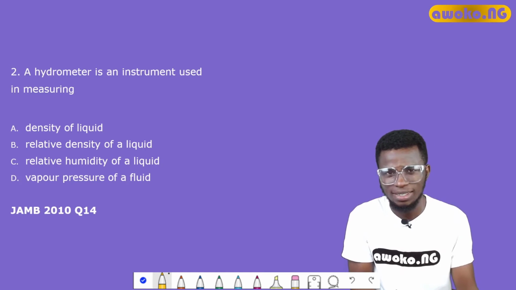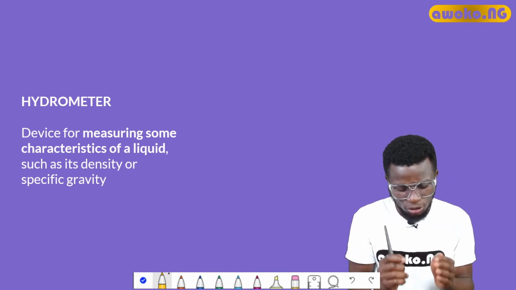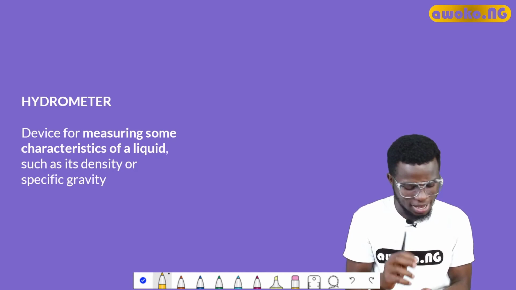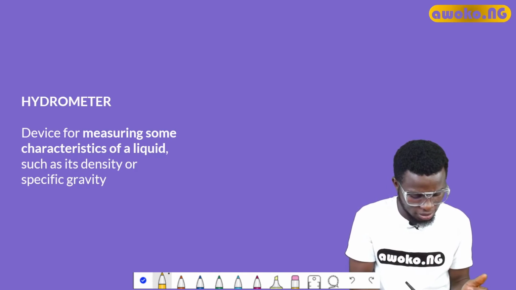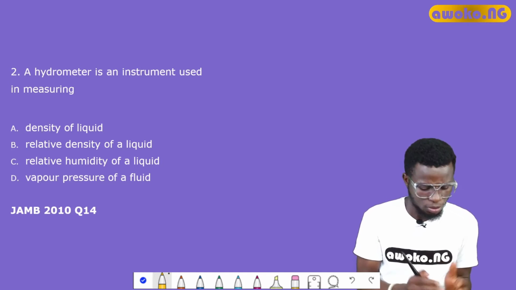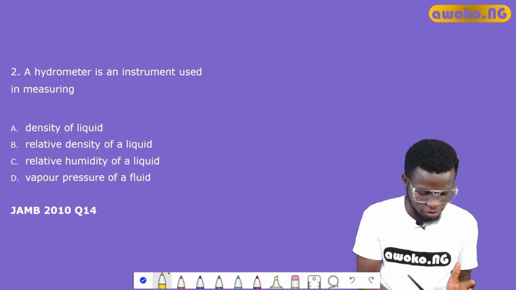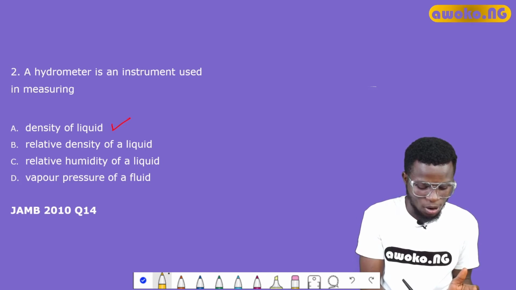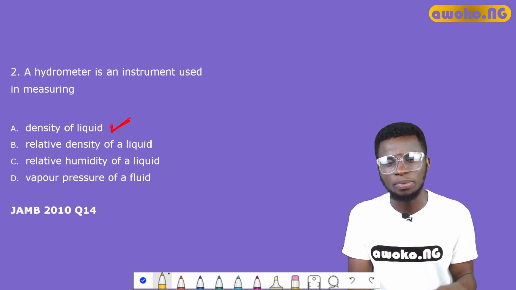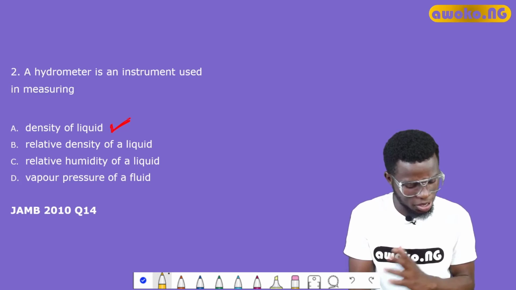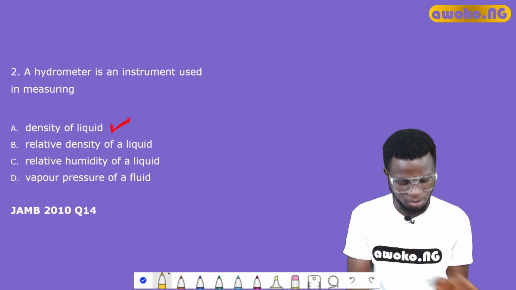What then is a hydrometer? A hydrometer is simply a device used to measure some characteristics of a liquid, such as the density, the specific gravity, and so on and so forth. So looking at the question, what is our answer? It is not far-fetched. The answer is the density of the liquid. You see the reason why we take our time to explain those basic concepts, so that whenever you see a question, you know the angle or the approach to use.